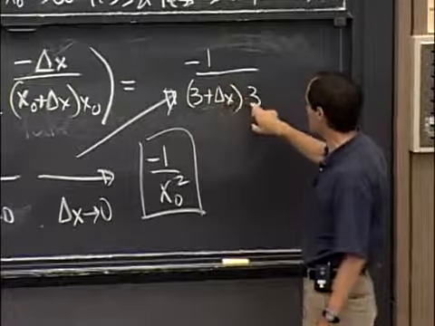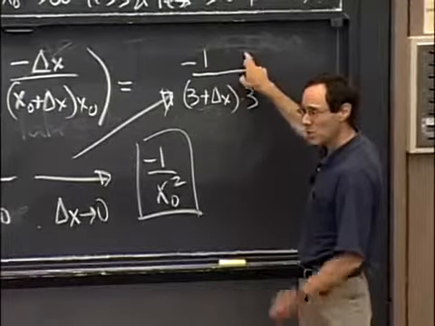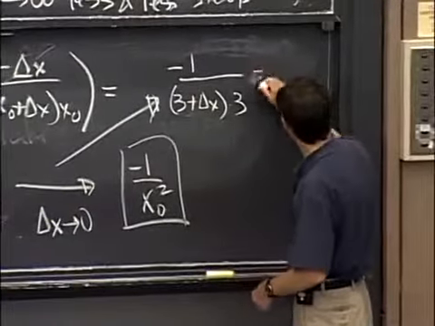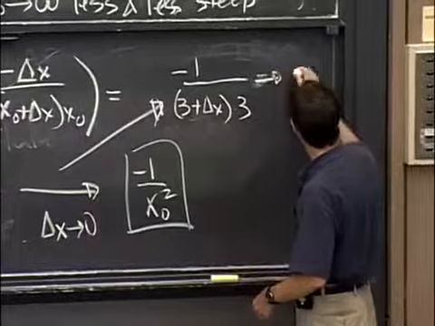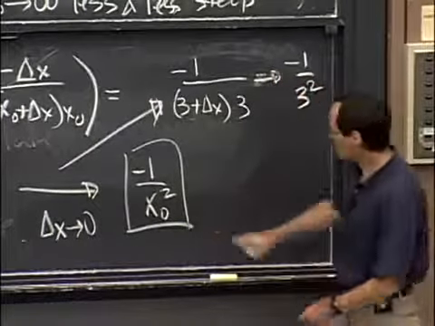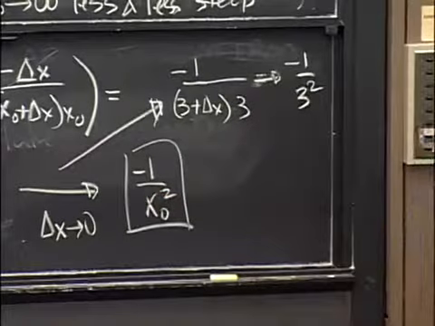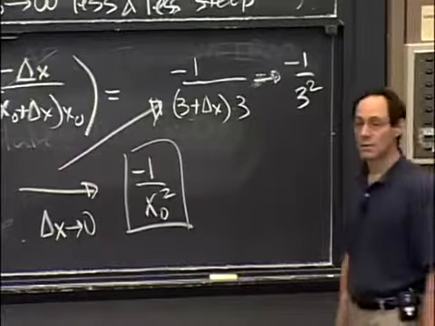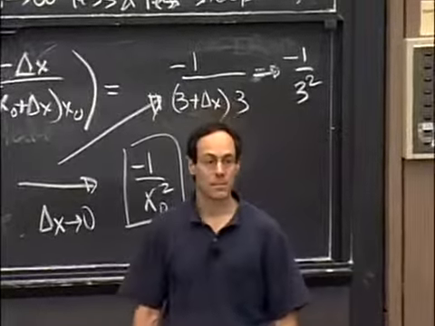Then you get 3 plus 0 times 3 in the denominator, minus 1 in the numerator. So this tends to minus 1 over 9, over 3 squared. And that's what I'm saying in general with this extra number here. Other questions?